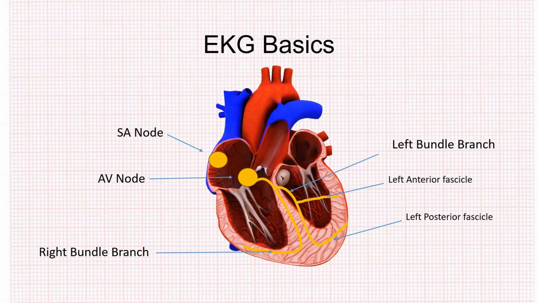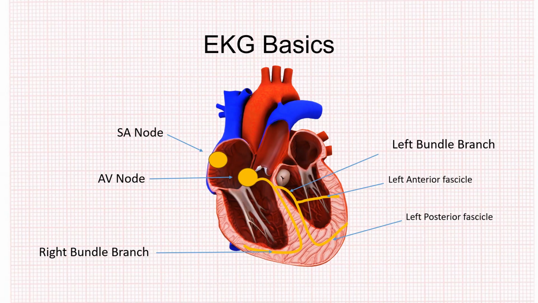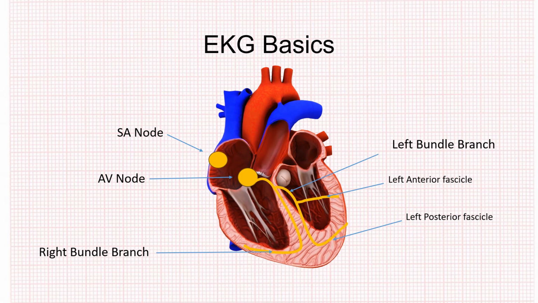So to start with, there's the sinoatrial node, which is where impulse generation happens. This is in the right atria. This impulse goes down to the AV node where conduction is slowed between the atria and ventricles. It travels down the right bundle branch and then the left bundle branch, which has two different parts. And we can talk about these parts a little bit more when we talk about bundle branch blocks.